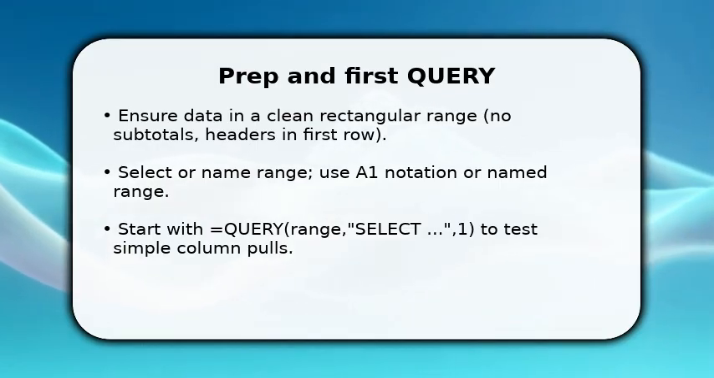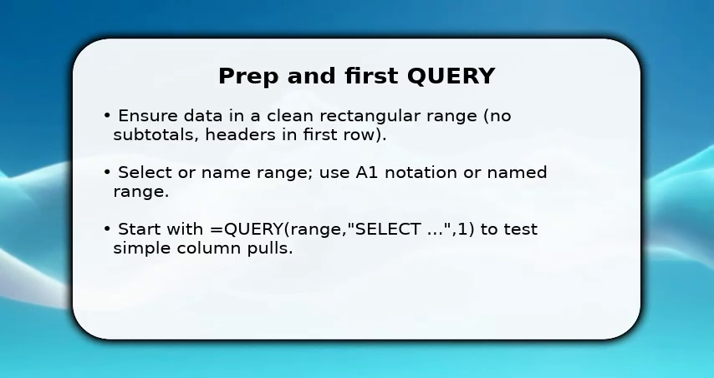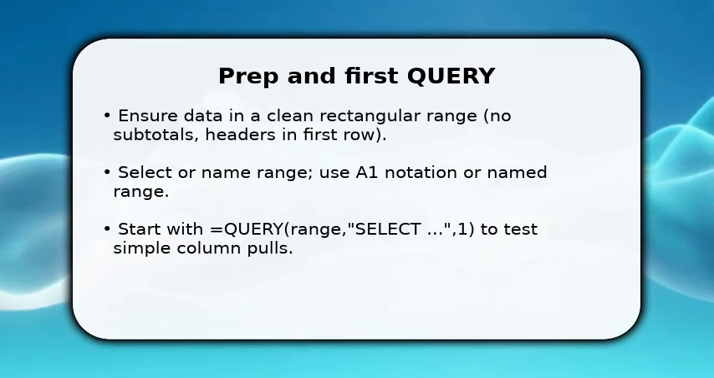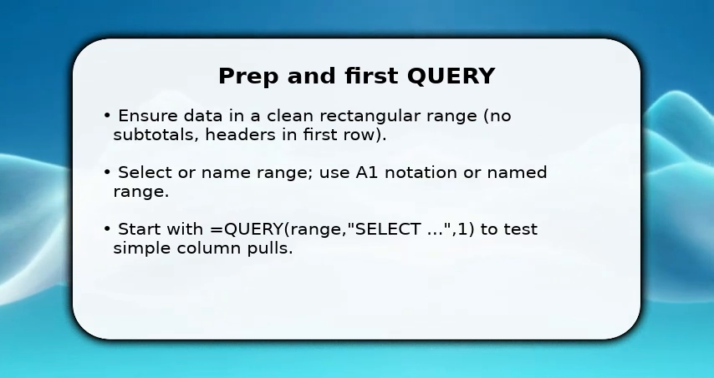Now type =QUERY(range, "select A, B where C > 0", 1) to pull columns and filter basic rows. This first step proves the connection between your SQL-like string and the table. Make sure to include the header count at the end, so Google Sheets parses column labels correctly.